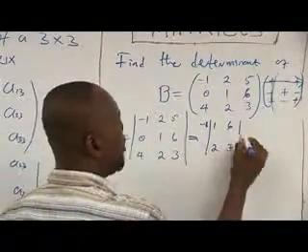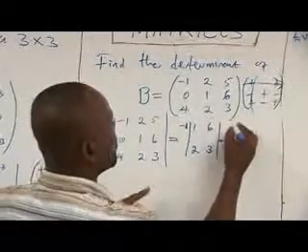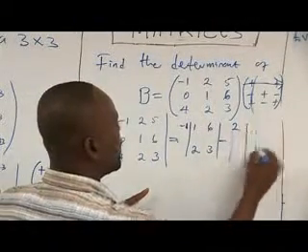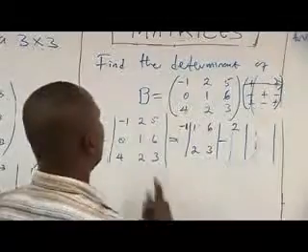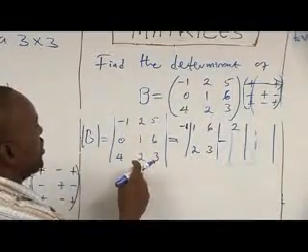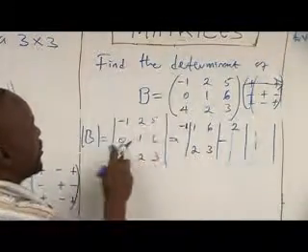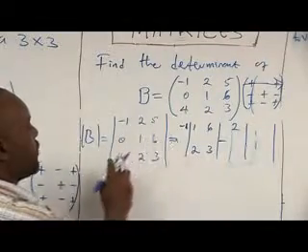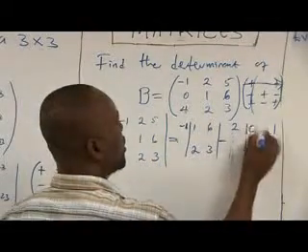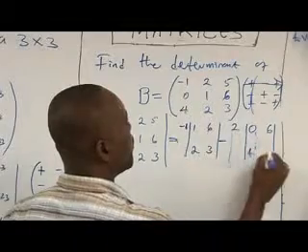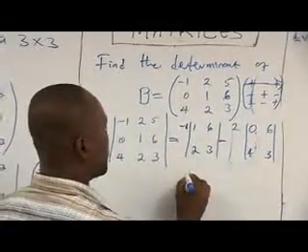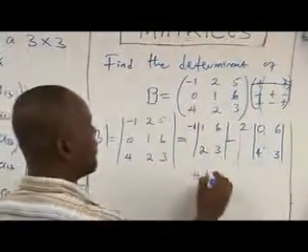Sign there is minus. Our next element is 2. Then we have this. Rule out the column containing 2 and the row containing 2. I'm left with 0, 6, 4, 3. And I take the last one plus, that's 5.